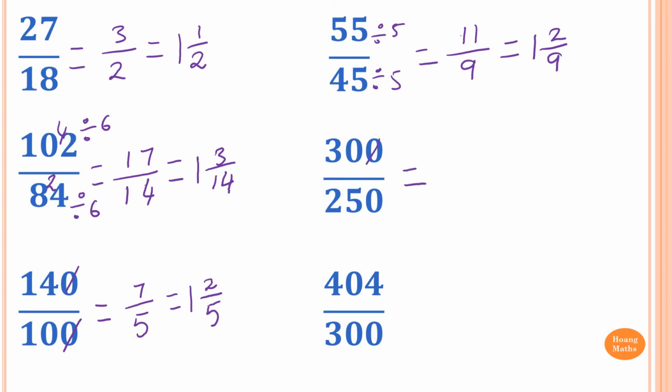300/250. So this 0 I can cancel out. So you are left with 30/25. So both I can divide by 5, and this divide by 5. So 5 go to 30 is 6 times. So write 6 down. 5 go to 25 is 5. So the answer is 6/5. 6/5 is equal to 1, because 5 go to 6 is 1, remainder 1. So 1 and 1/5.